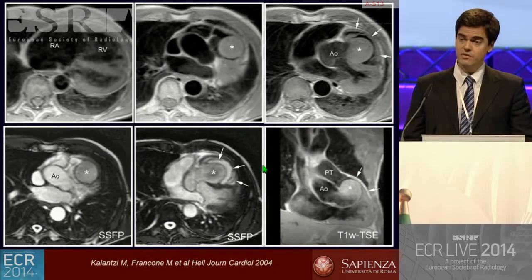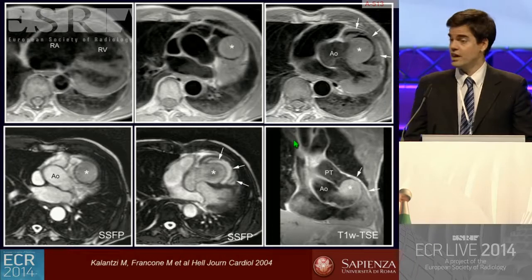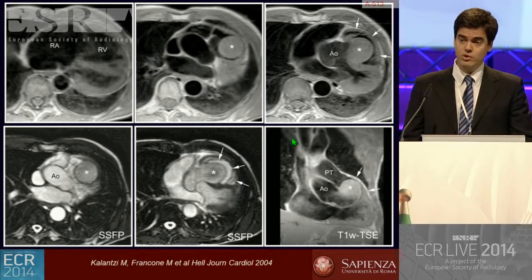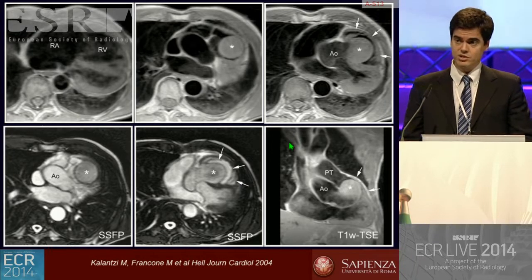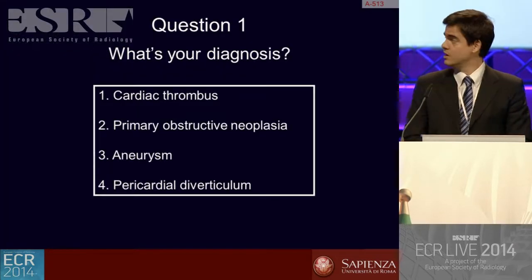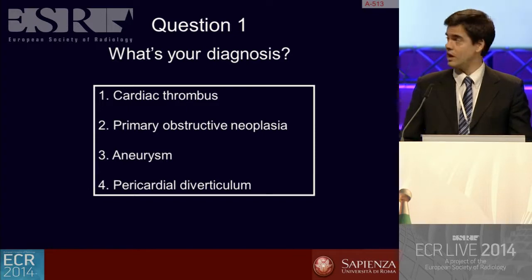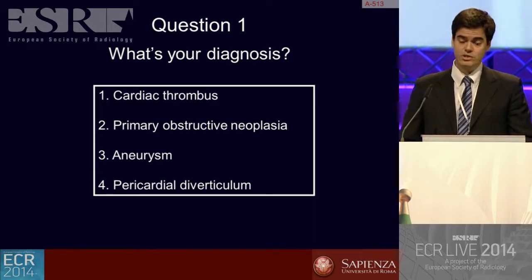Behind here, you have the steady-state free precession sequences. What I ask you, looking at this case, is to carefully review the anatomic location of this lesion. So, my first question, what is your diagnosis? Is it a cardiac thrombus? Is it a primary obstructing neoplasia of the right ventricular outflow tract? Is it an aneurysm, or is it a diverticulum of the pericardium?